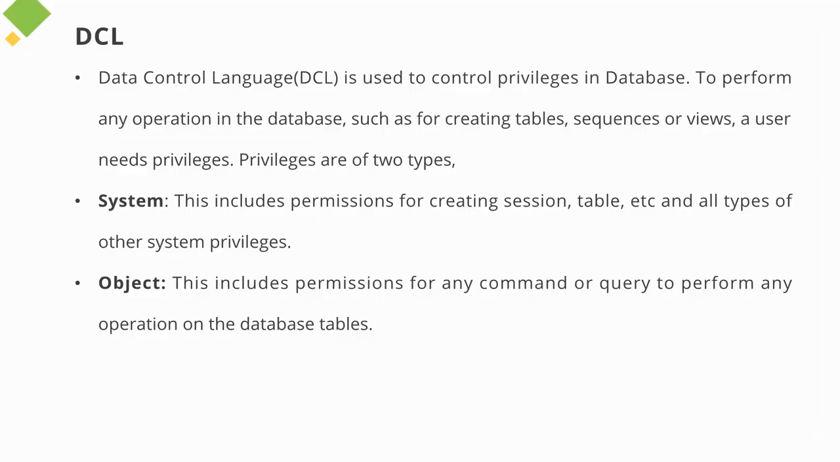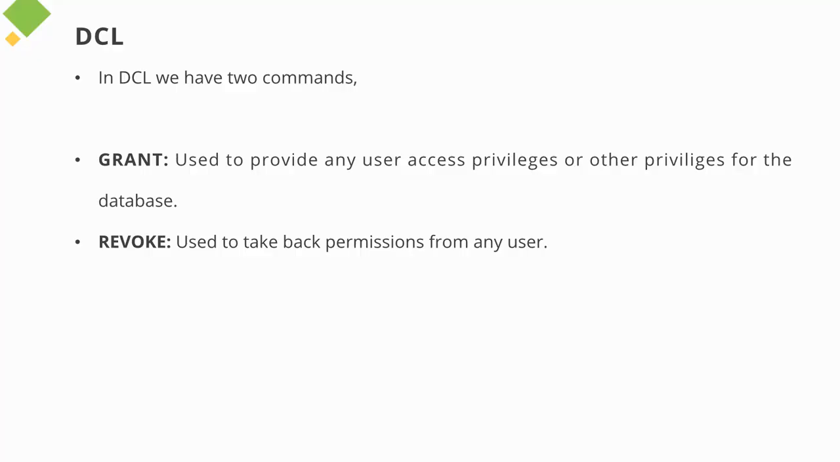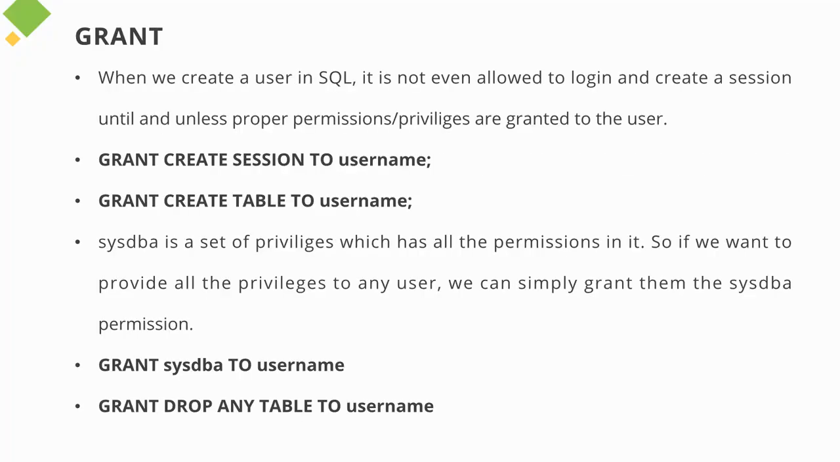Now coming to the DCL. DCL is used to control the privileges in the database, both system permissions for creating a session or a table, and for the object to perform any of the operations in the database tables. So for controlling privileges, we have two commands, grant and revoke. Grant is used to provide any user access privileges to the database, either in creation, administration, or as a simple user. And revoke is used to take back the permissions from any user.